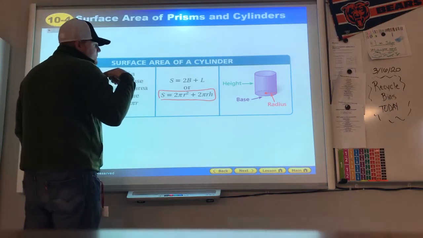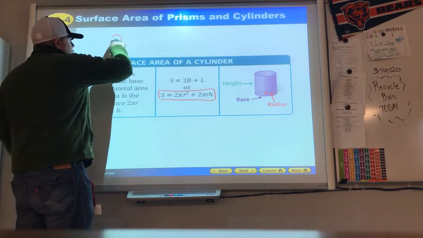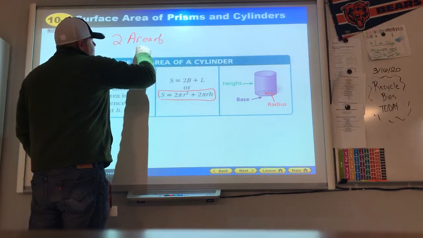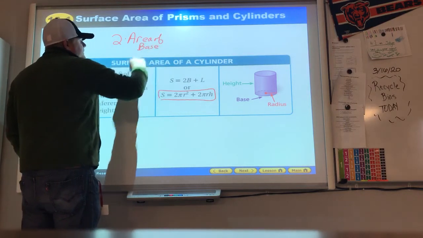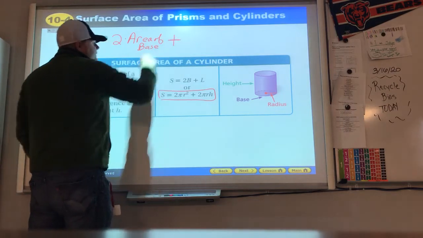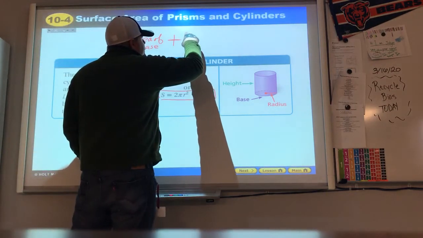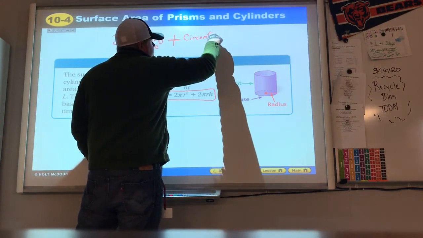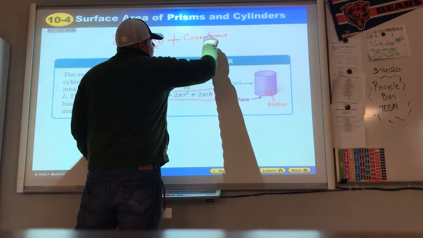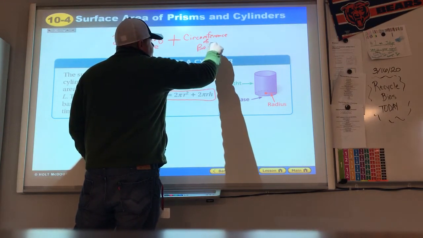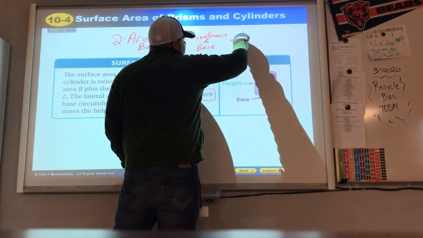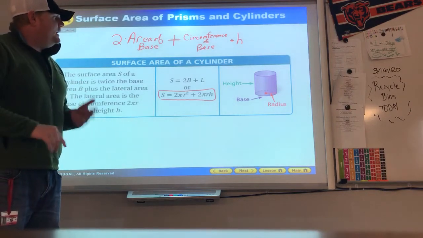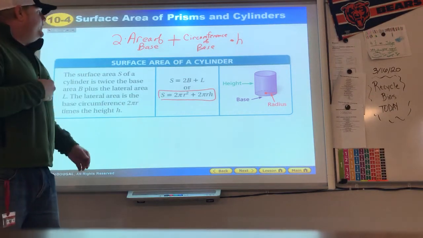It's the same as before. 2 times the area of the base plus the circumference or perimeter of the base times the height. They put an L in there because they already say you should know circumference of base times the height. That'll be represented by L. I like to write it out for you.